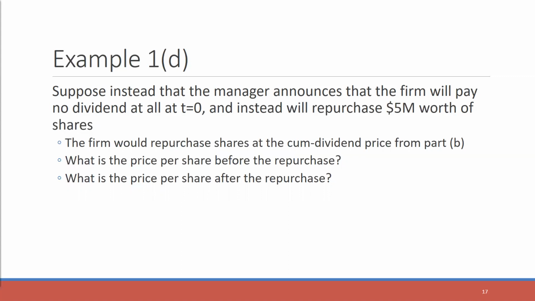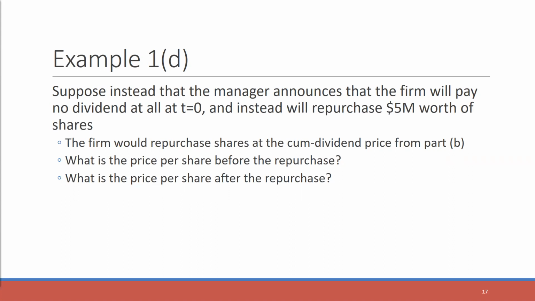So if the firm announces that they're not going to pay any dividend at time t0, and instead will repurchase $5 million worth of shares, we have the firm's equity valued at 55 million. Again, that's the 5 million in free cash flow at time t0 plus the present value of the $5 million perpetuity discounted at 10%. So when we take the present value, we divide our 5 million by our 10%, and we add our other 5 million from our cash on hand. The firm has $55 million worth of equity value. The firm's going to repurchase the shares at the cum dividend price from Part B.